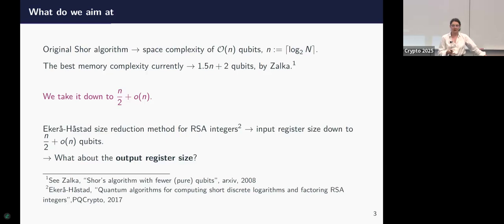The first thing we do in order to obtain this memory optimization is to reuse a previous memory optimization due to Ekerå and Håstad, which allows us to reduce the size of the input part of the register down to n/2 plus a negligible amount of qubits. This optimization is very practical, but it doesn't affect the size of the output part of the register. So now the natural question is: is it possible to do something about the size of this output register?